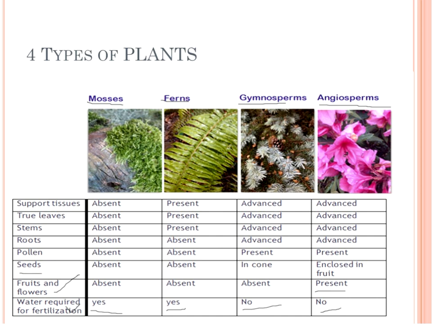Seeds are another one. There are no seeds in mosses or ferns. Gymnosperms, you start to see them in the cone. Angiosperms, you definitely see them in fruit. Pollen, remember, instead of spores, mosses and ferns have spores. Gymnosperms and angiosperms have pollen. So as you can see here, you just note on how evolution changed the mosses and evolved all the way to the angiosperms. These 4 plants still exist today, though, because these 4 plants each have their own habitat and area where they can still thrive.